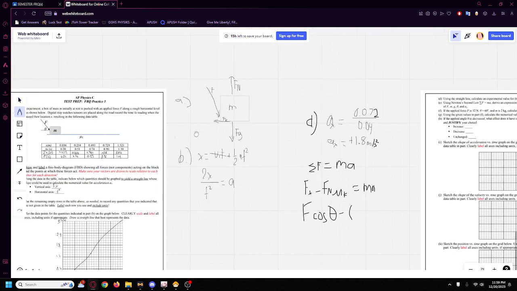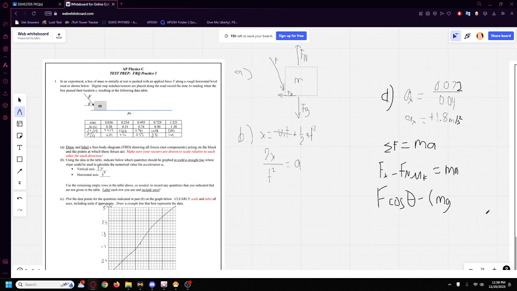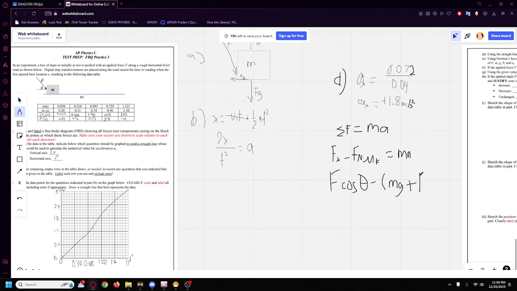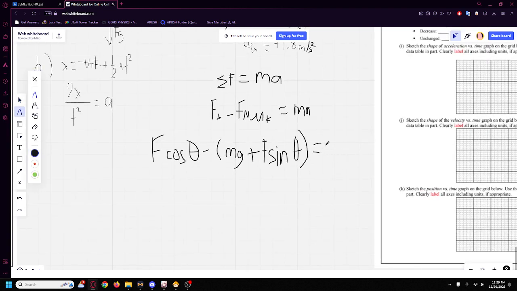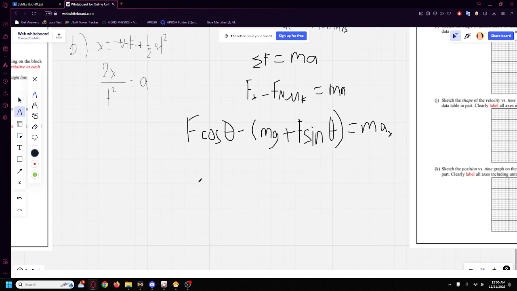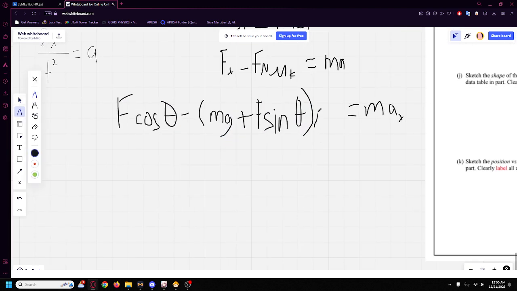and Fn in this case is mg, it's pointing down, so it's mg plus F sine theta, and that's equal to MAX. Oh, I forgot to add mu k. There's mu k.